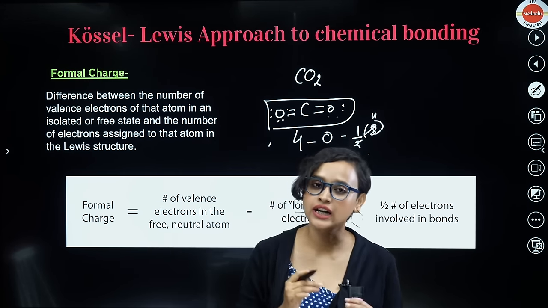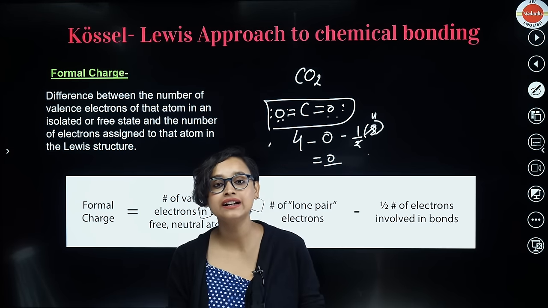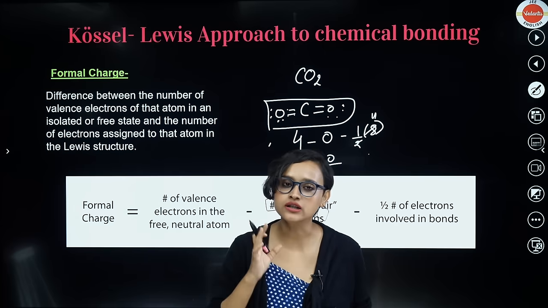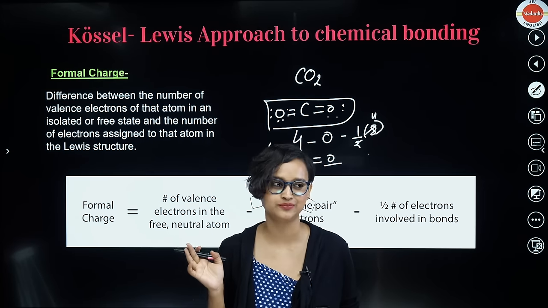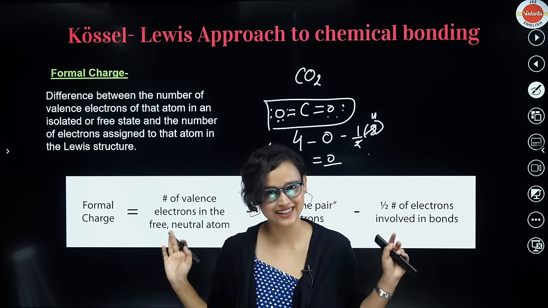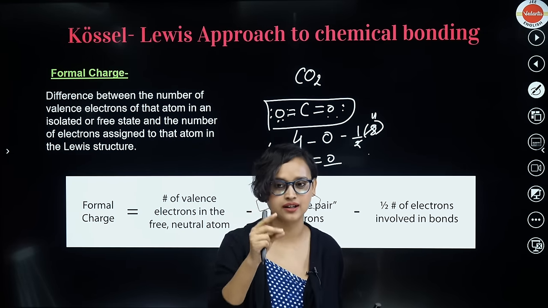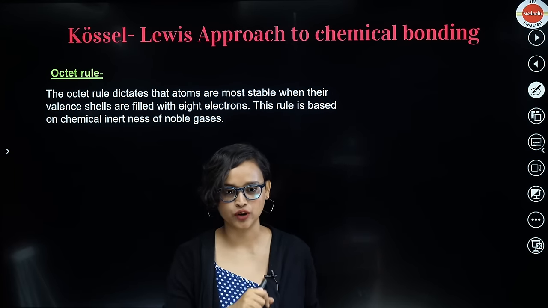Okay. So generally, the lowest energy structure is the one with the smallest formal charge, and that is your Lewis structure. Got it? Clear? Yes. No doubts here. Crystal clear. Easy peasy. Amazing. Let's move on.